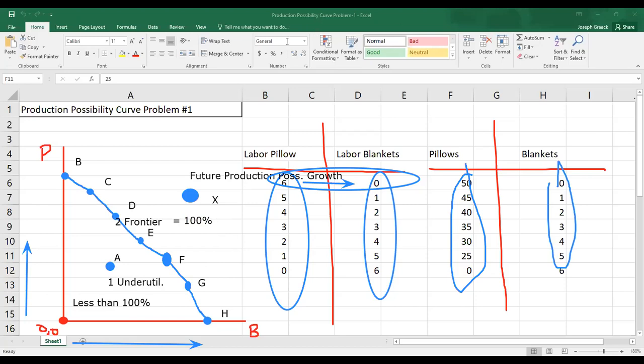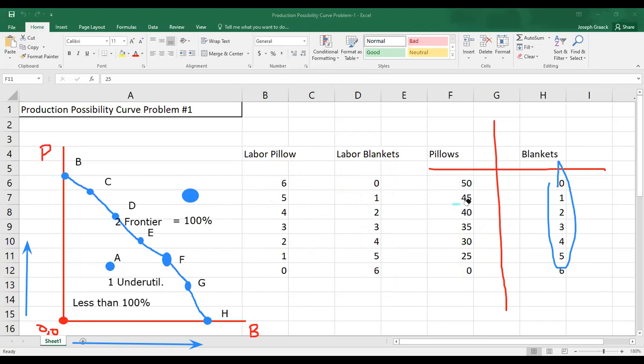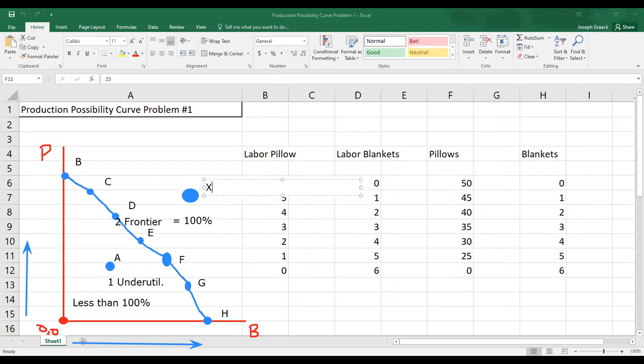And then when we look at, and I'll get rid of this so you can see it better. When we look at point X out here, point X is an area of future growth, and future growth came from the hiring of 3 to 4 more employees. And so future growth is always going to be more than 100% in terms of what we have. Does that make sense, okay?